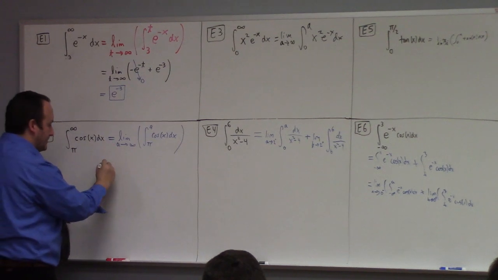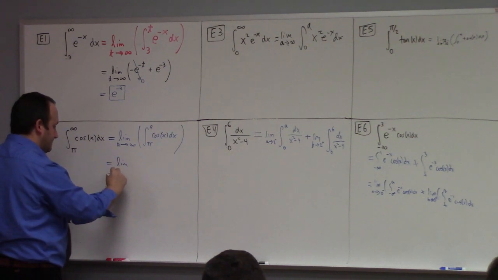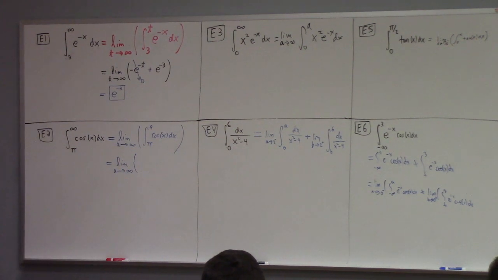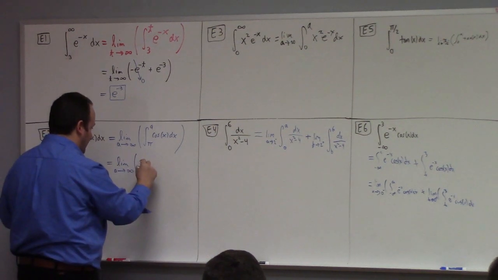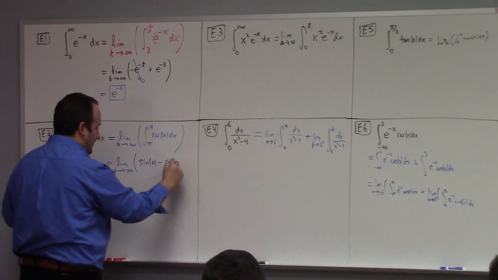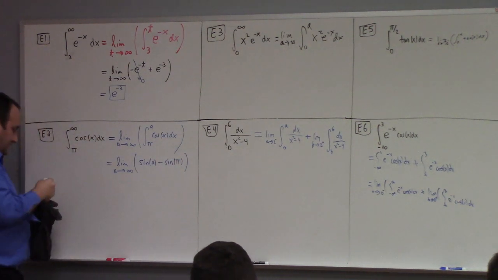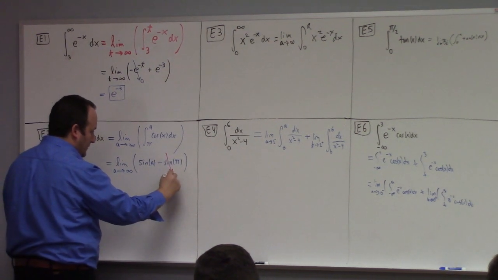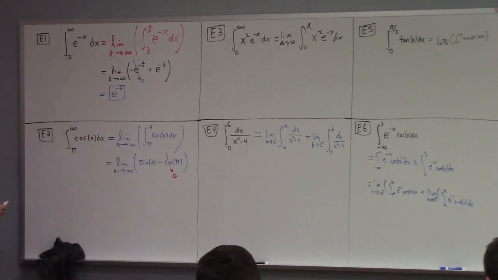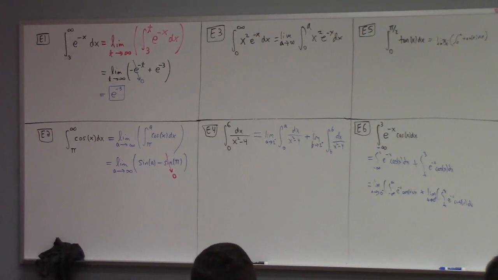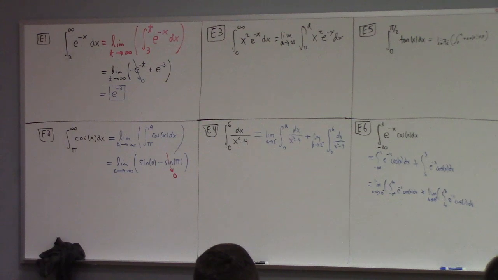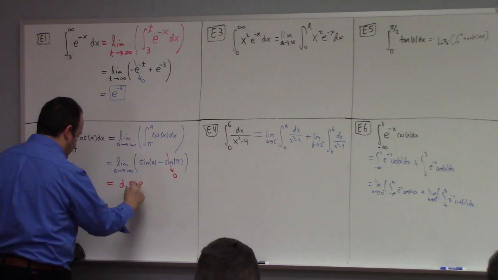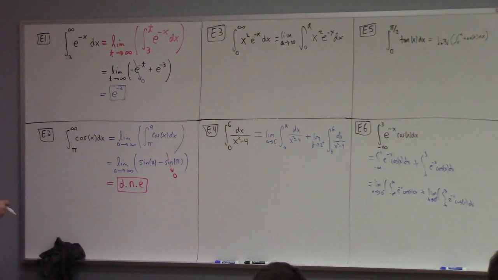What we got? What's the integral of cosine? Sine, right? So we're looking at sine of a minus the sine of pi. What's the sine of pi? It's 0, right? So what's the limit as a goes to infinity of sine of a? It does not exist, right? So we'd say this integral does not exist.